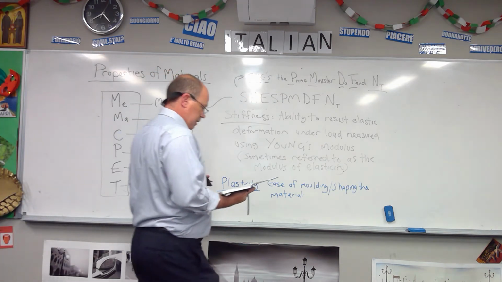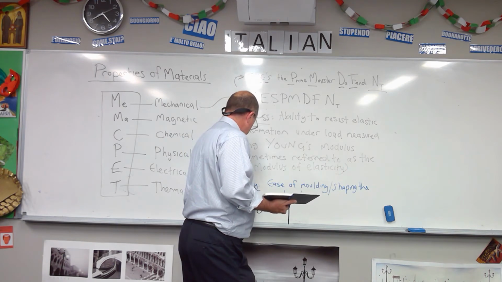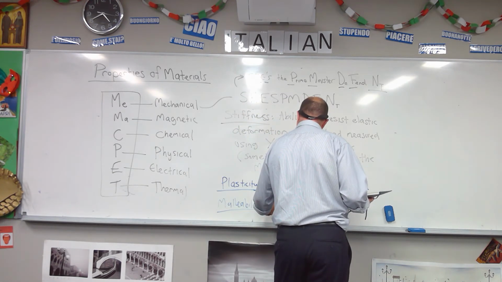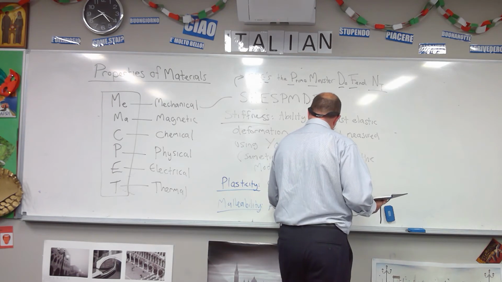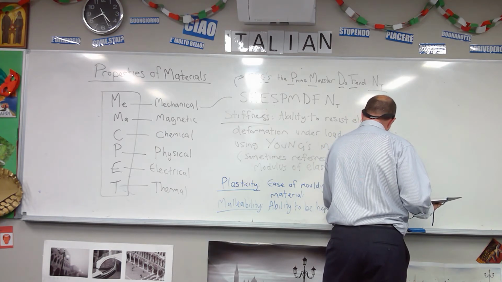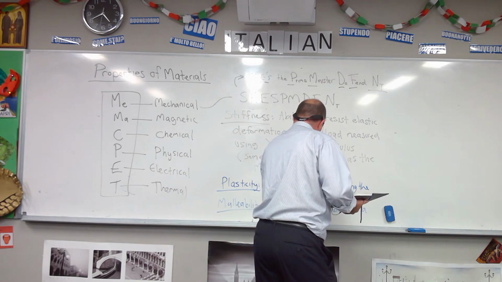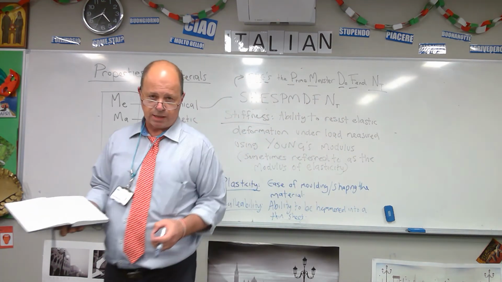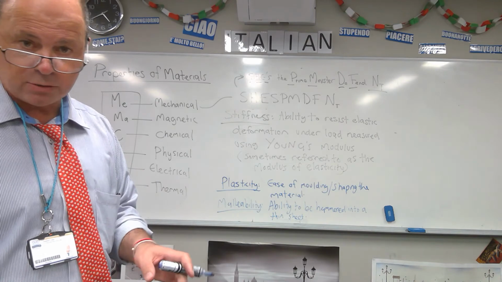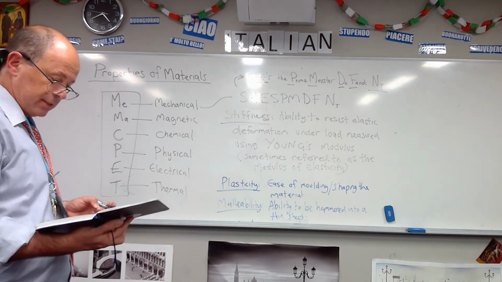So that's plasticity. Malleability. Quite often metals have this property, okay, malleability. It's the ability to be hammered into a thin sheet. Now, we know that metals like gold can be made into gold leaf because you can hammer it into a sheet, so it's quite a soft metal. Lead can be hammered into a sheet as well, so that's malleability.